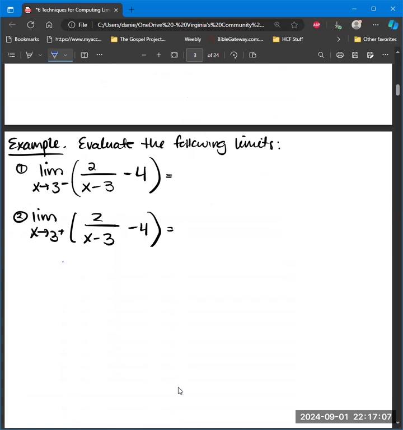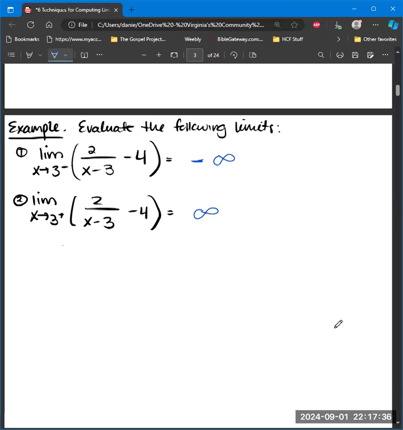As x approaches 3 from the left, this is smaller than 3, and I have a positive over a negative, which is going to go to negative infinity here. As x approaches 3 from the right, this is a positive number down here, and a positive over a positive is going to be a positive infinity. This -4 isn't going to change this infinity that's so large. So it's insignificant, and I don't really pay any attention to it.